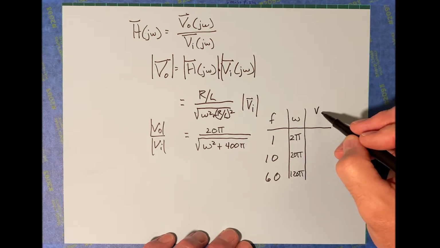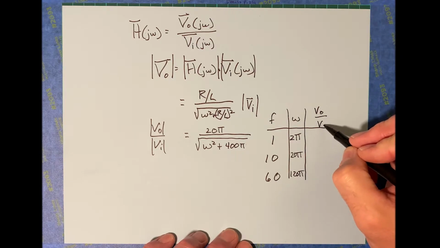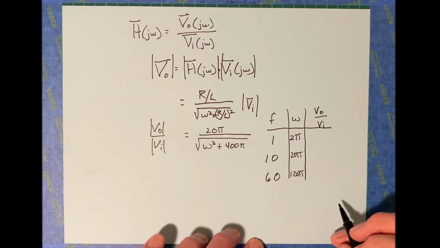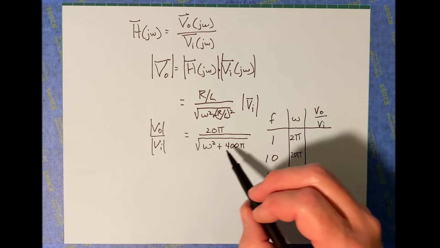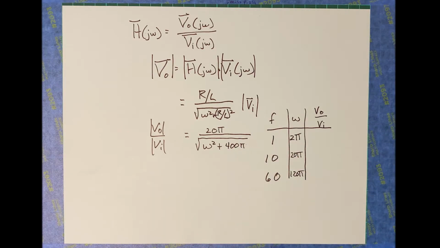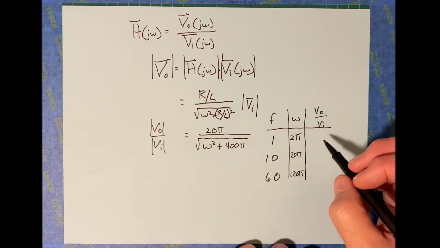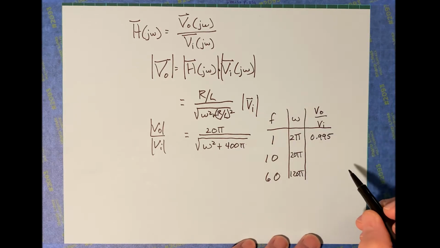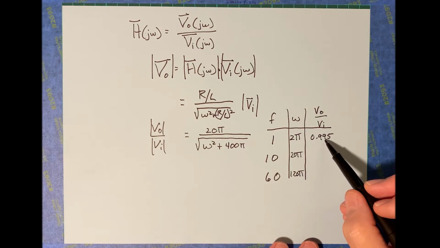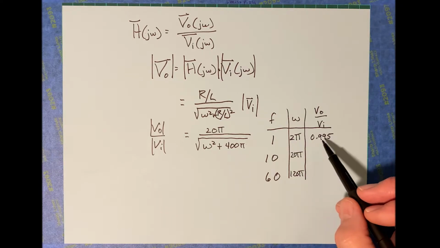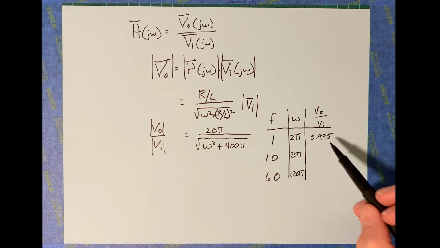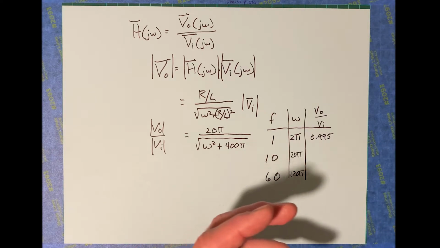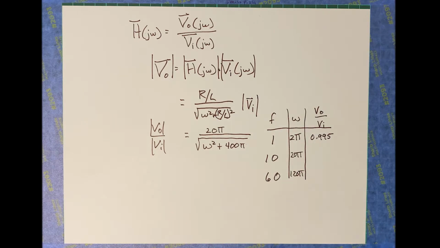All right, so if I calculate V output over V input, this is where you just take these values, plug them in here, and see what numbers you get out. It turns out that V output over V input is 0.995. Okay, so 99.5% of the signal is passing through at 1 hertz. And that's the region of the human heartbeat, so we're getting good response at that point.